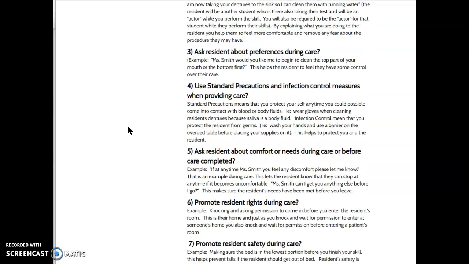Standard precautions is if you are going to come in contact with blood or body fluids, you would wear gloves. So as an example, if you were cleaning the dentures or doing oral care, you would make sure that you put on gloves because you know that your hands would then come in contact with blood or body fluids. When you are taking somebody's pulse and the skin is intact, you know that you don't have to wear gloves because you're not going to encounter blood or body fluids.